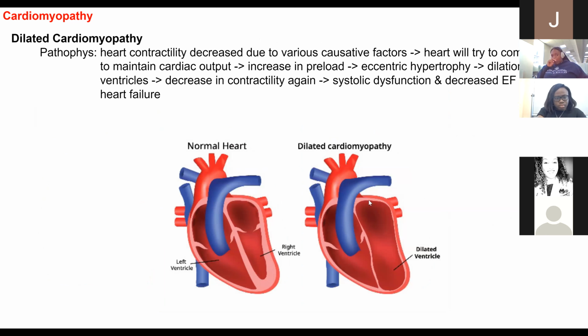We're going to move on to dilated cardiomyopathy.